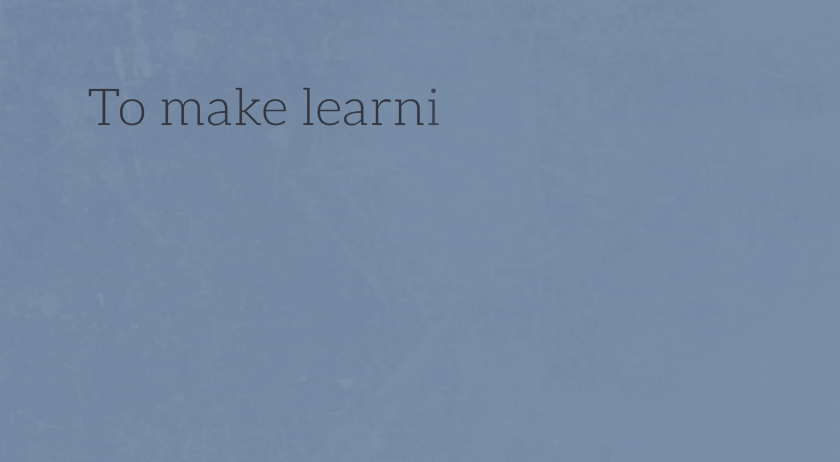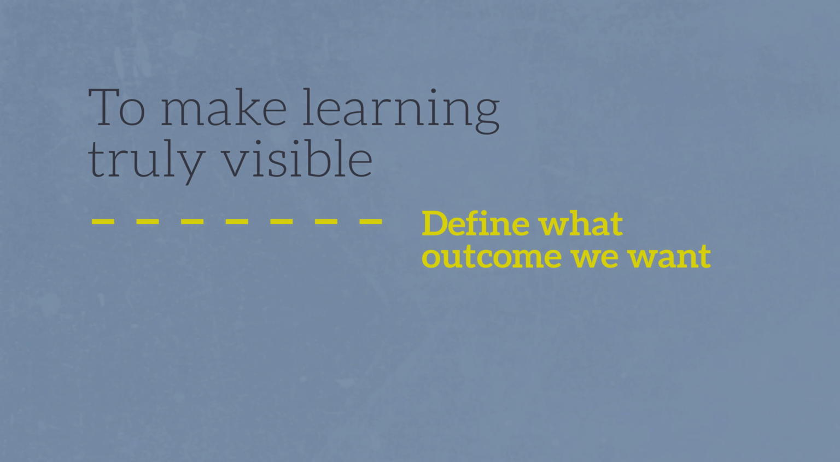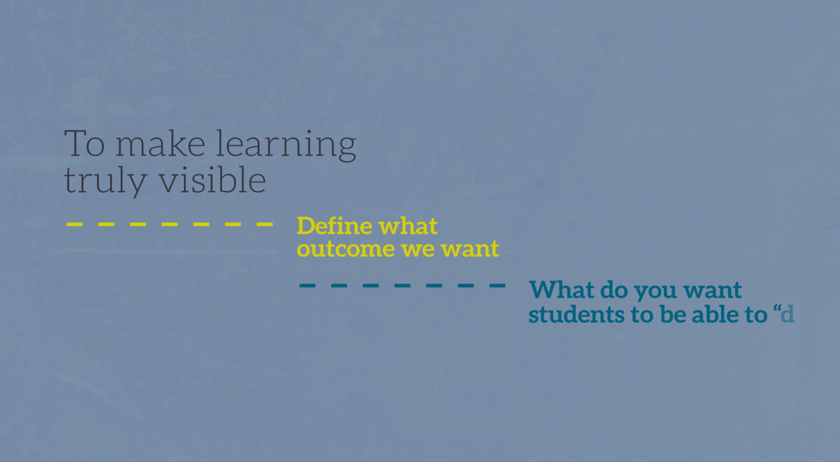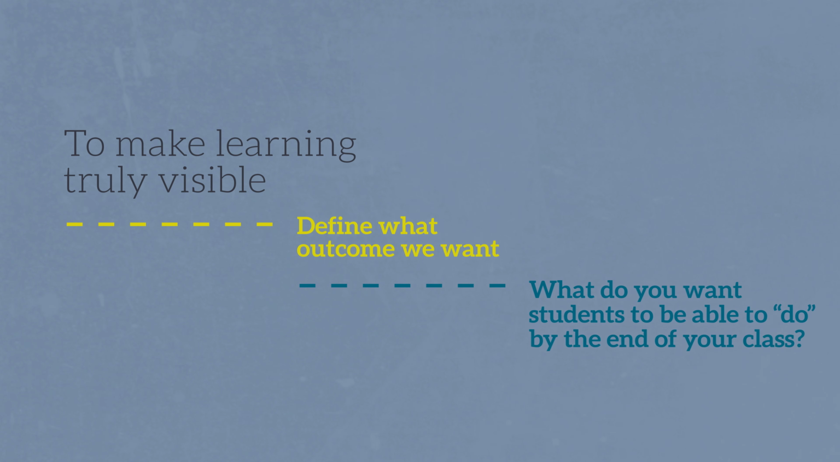In order to make learning truly visible, though, we first have to define what outcome we want. Here, the most important question in your teaching should be, what do you want students to be able to do by the end of your class? This is knowledge in action.